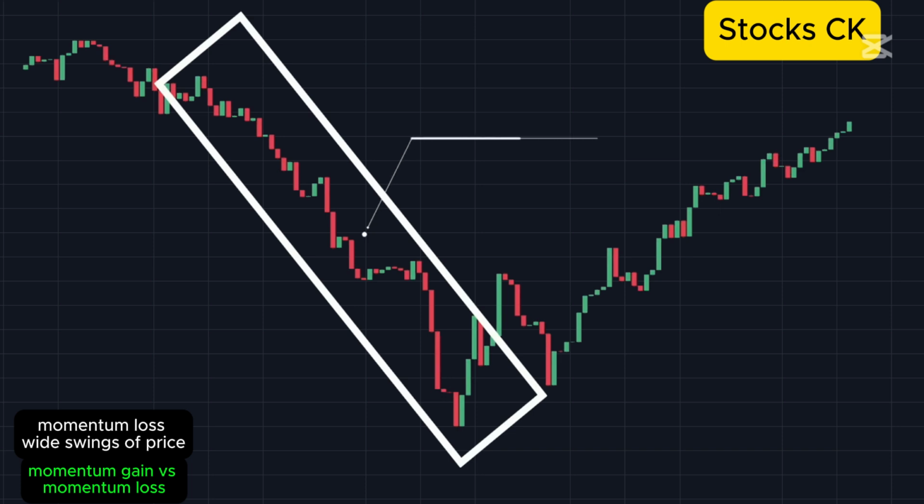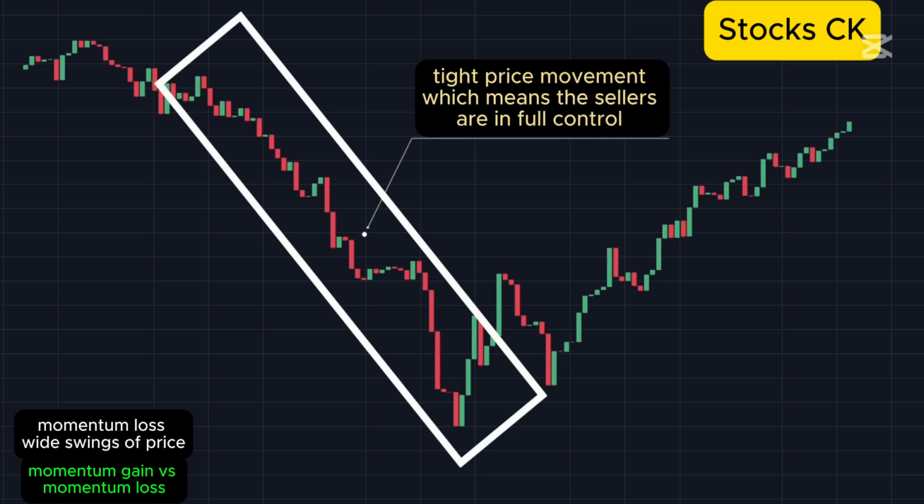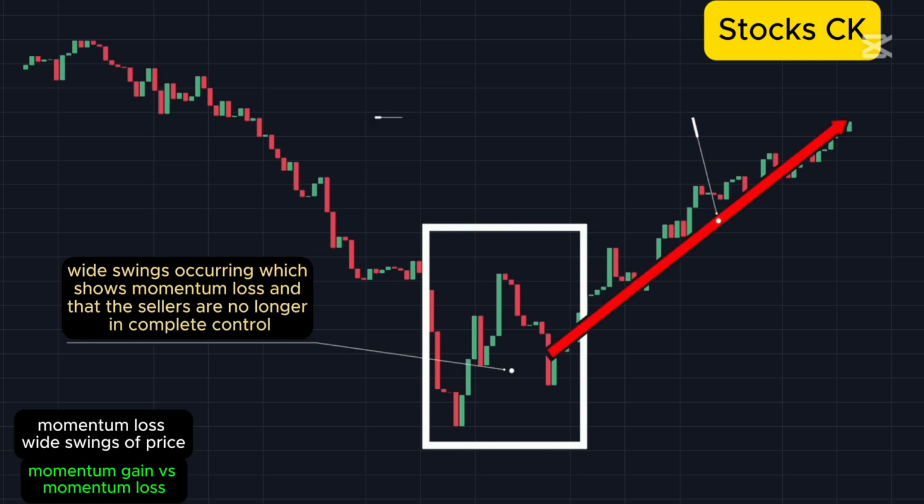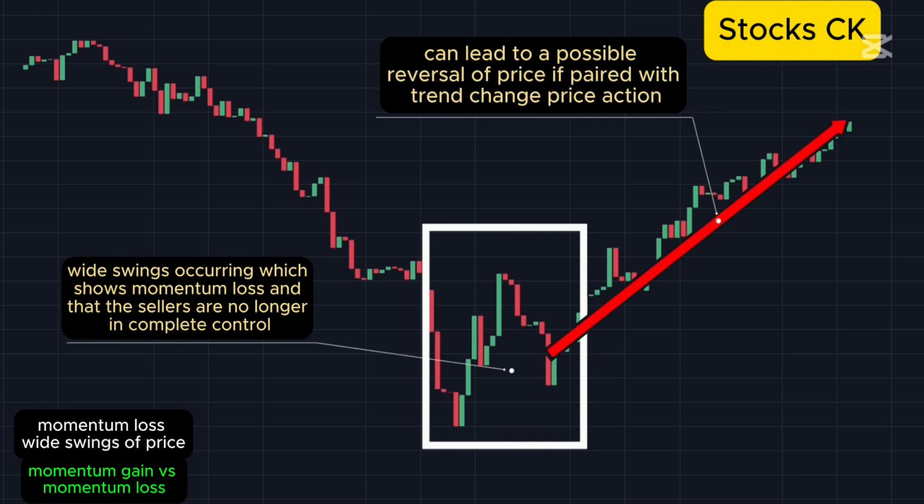This downtrend here is tight price movement, which means the sellers are in full control. You then had wide swings occurring, which shows momentum loss, and that the sellers are no longer in complete control and can lead to a possible reversal of price if paired with trend change price action.